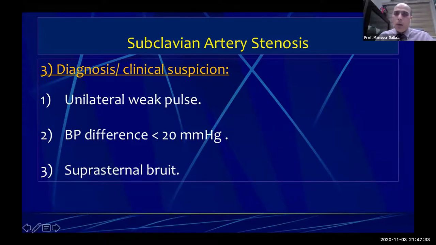Subclavian artery stenosis, how can we diagnose or anticipate it from the clinical point of view? Usually for severe subclavian artery stenosis, we expect a unilateral weak pulse and a blood pressure difference of more than 20 millimeters of mercury compared with the arm with a normal subclavian artery. However, sometimes bilateral subclavian artery stenosis is reported, so we cannot rely 100% on such measurements. Suprasternal bruit, because I mentioned that the subclavian artery arises from the superior thoracic aperture, which is the suprasternal notch. So we have to listen for any bruit.